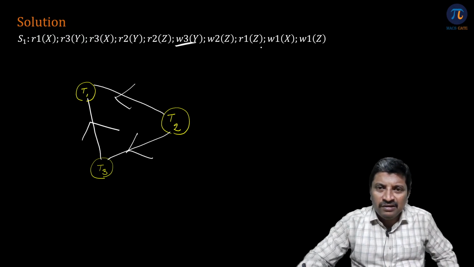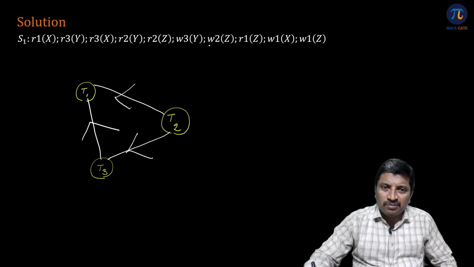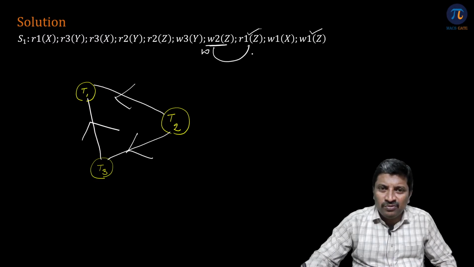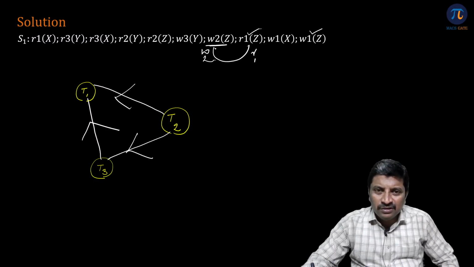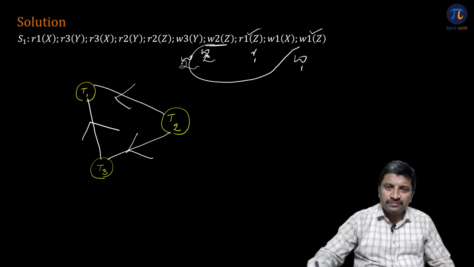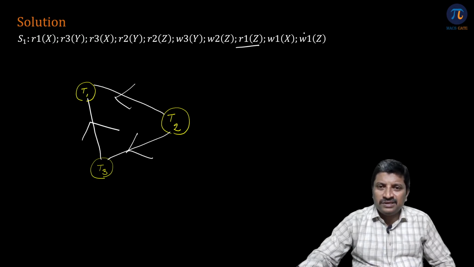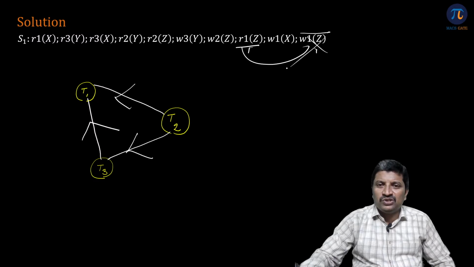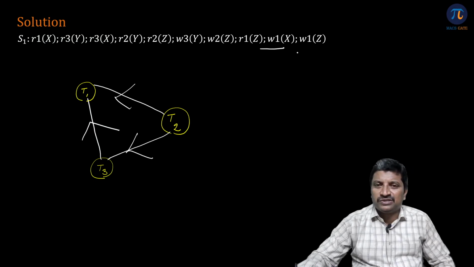Then W3 of Y. There is no other Y, so no conflict. W2 of Z. Please observe it. Write, read, 2, 1. There is a line from 2 to 1, which we have already drawn. Leave it. Then again the same, 2 to 1, already drawn. Then Z, both are 1, 1, no issue. Leave it. The last one, W1 of X, there is no other X, so no conflict.